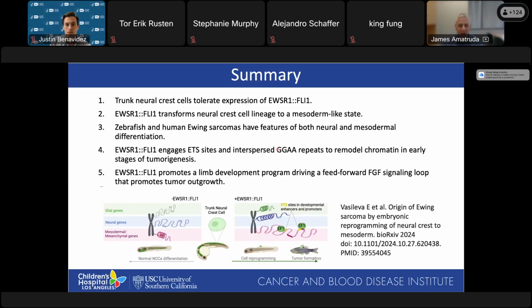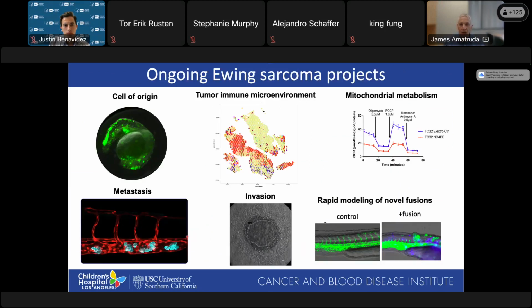I'll stop here and summarize and say that this work is available in a preprint to show the mesodermal reprogramming of the neural crest lineage. And we think that this may represent at least one type of cell of origin of Ewing sarcoma in humans. There's a lot more work to do in this regard. And there may well be other cells of origin for different subtypes of Ewing sarcoma. We have a lot of other interests that I won't have time to talk about today.